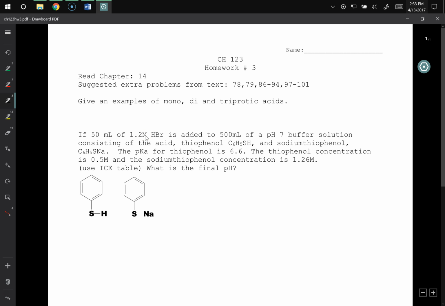Okay, somebody give me an example of a monoprotic acid. Okay, sure. CH3COOH, acetic acid, because that's the only acidic H. How about a diprotic?